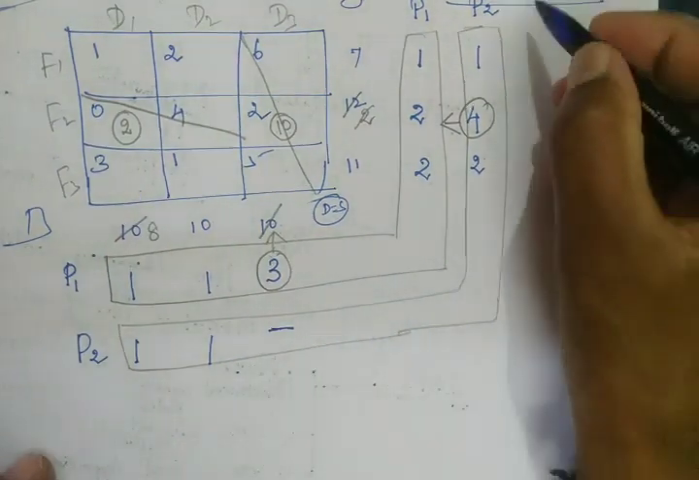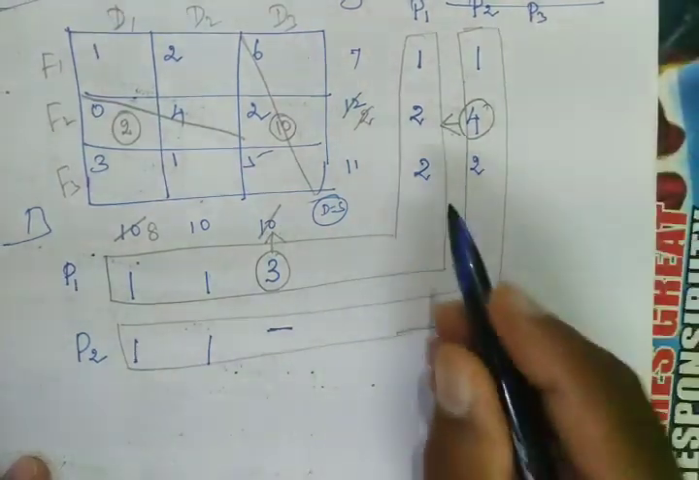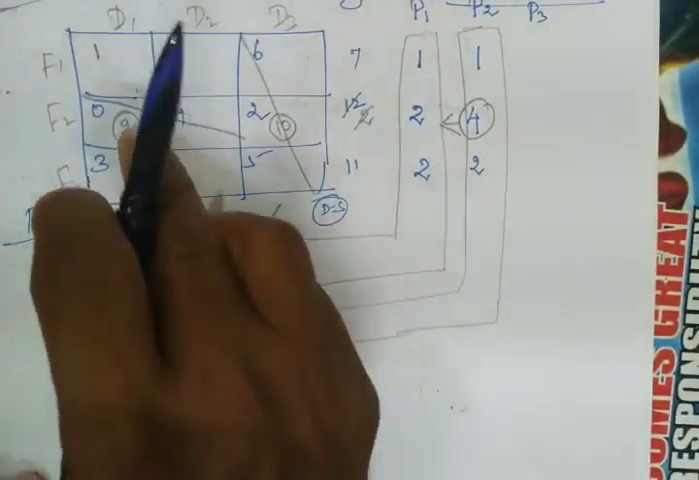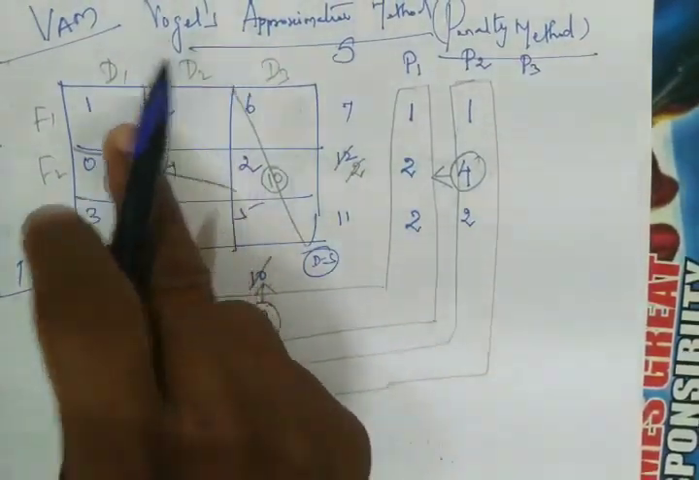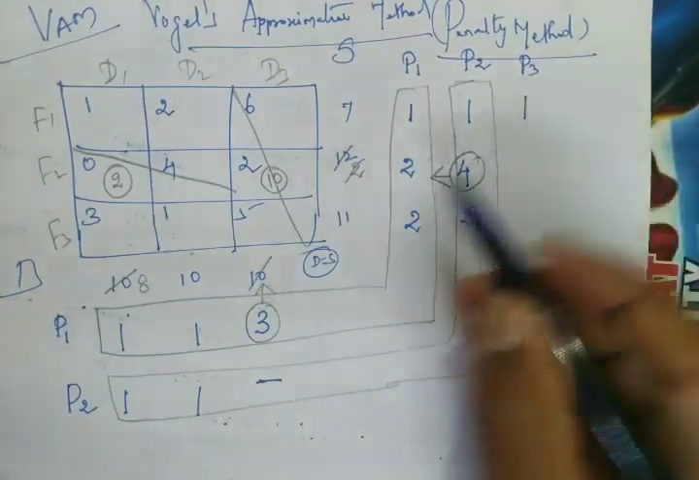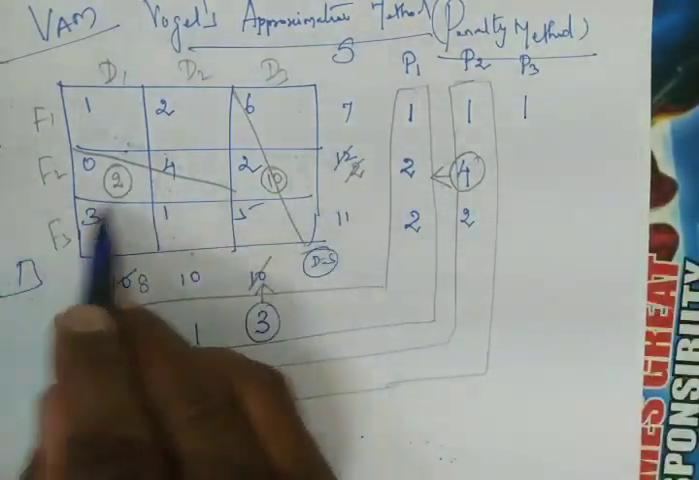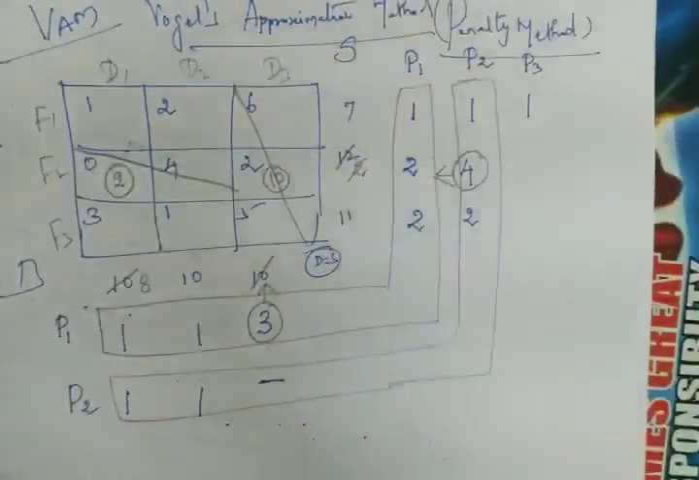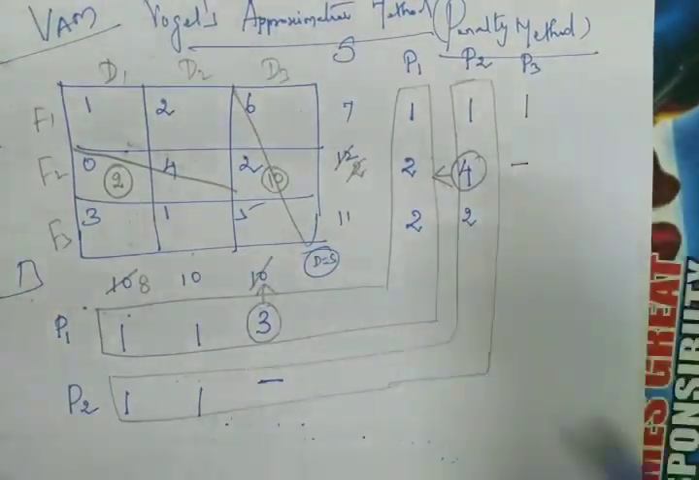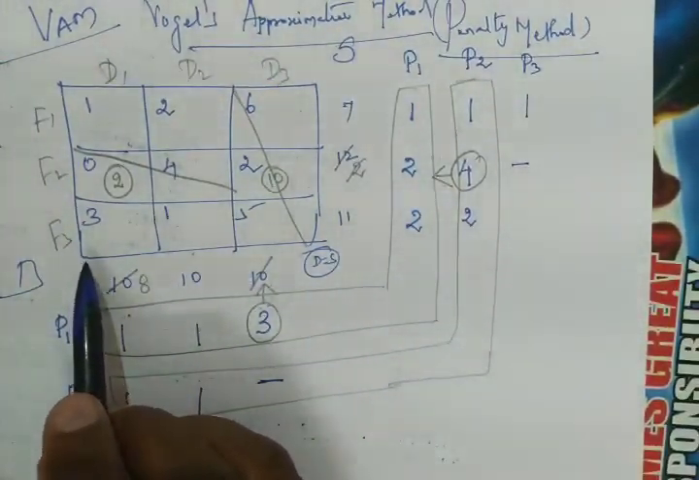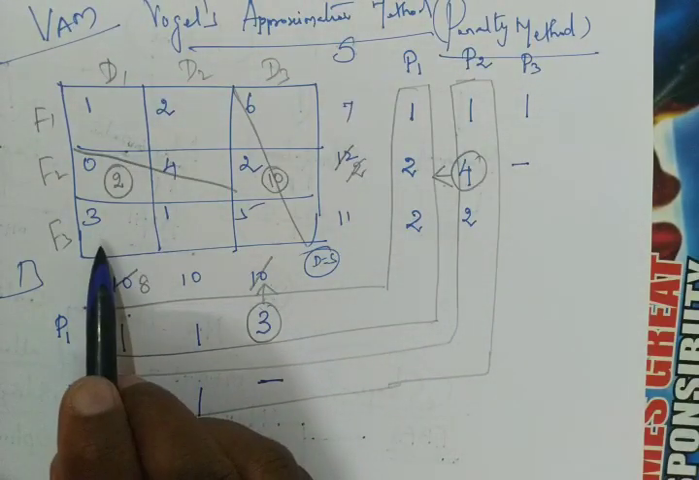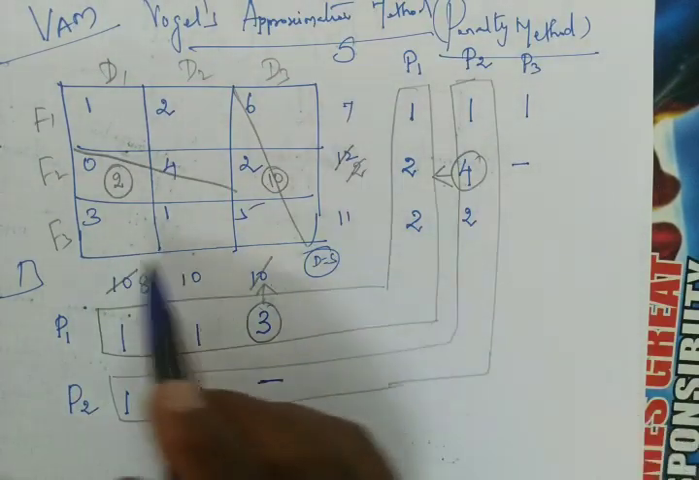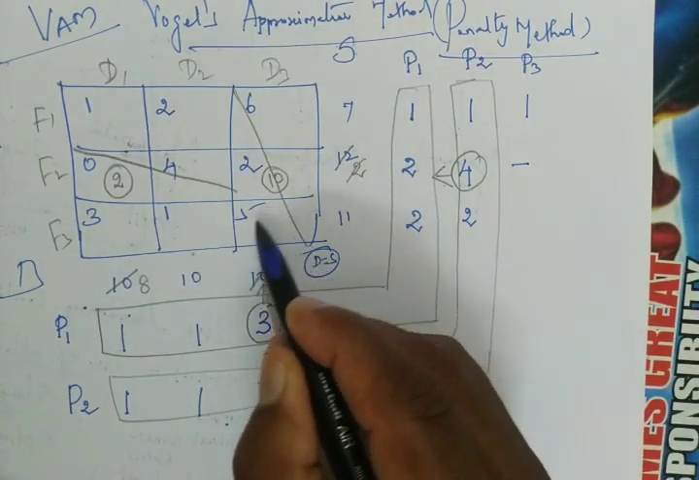P3. Sir, how many penalties do we have to find? I'll tell you, wait. So now in this row, what is the penalty? First minimum, next minimum: 2 minus 1, which is 1. This row is removed. The factory is removed from the problem, just put a dash in this. And here we have only 3 and 5, so 3 minus 1. 5 is removed.